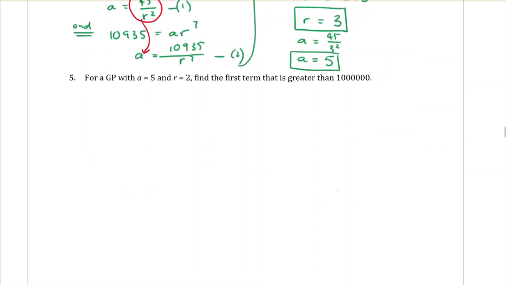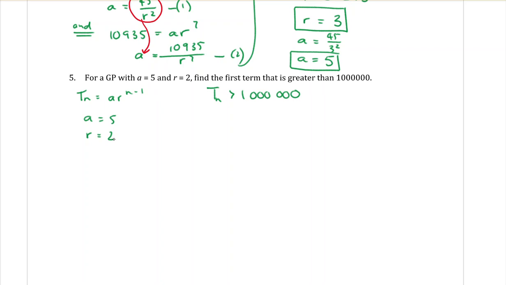One more. Question 5. For a GP with a equals 5 and r equals 2, find the first term that is greater than, is that a million? Yes, all right. So we want our term, T of n, to be greater than 1 million. Our term formula, which it's a GP, so it's the one that we've just been doing, is ar to the n minus 1. We do know a few things. We were told that a is equal to 5 and we're told that r is equal to 2.